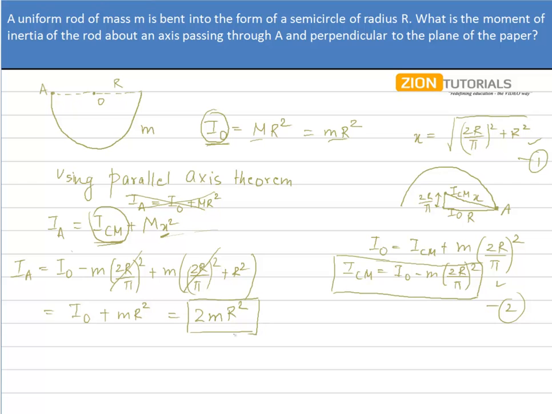This was a very good question which included a lot of concepts: the concept of center of mass and the concept of the parallel axis theorem. If you have understood this question, this is the maximum that can be asked from the parallel axis theorem. All your concepts and queries related to the parallel axis theorem will be complete using this question. So this was a very good question, in fact.